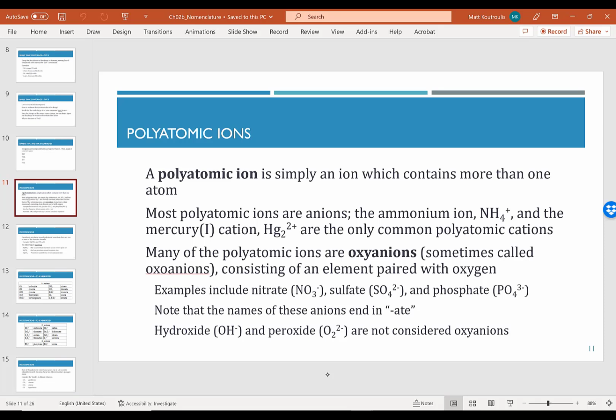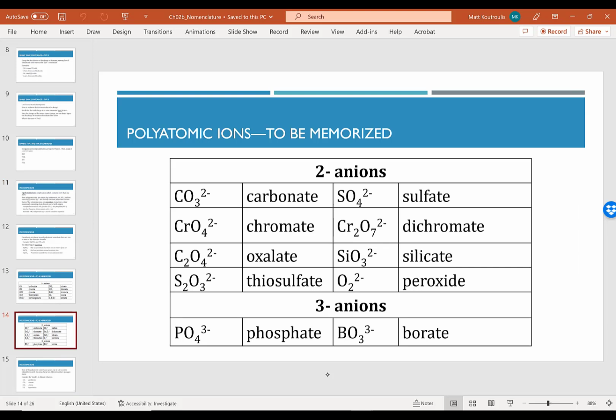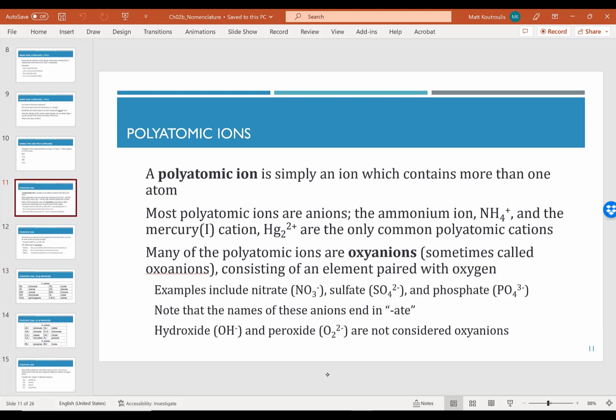There are not many polyatomic ions which are cations. They're almost all anions. And in the charts I gave you in the notes, you notice they all have negative charges. The only really important polyatomic ion that's positive is ammonium, NH4+.